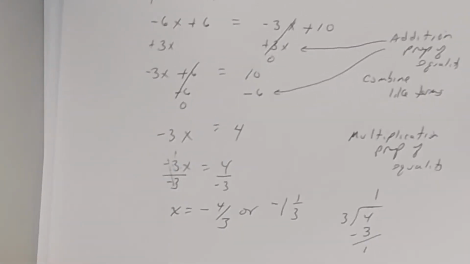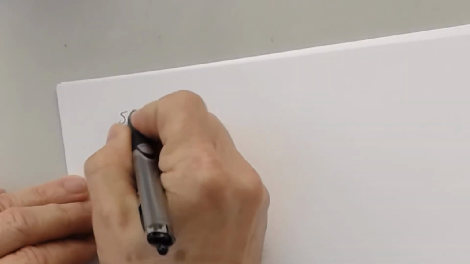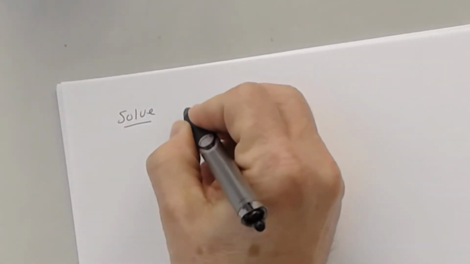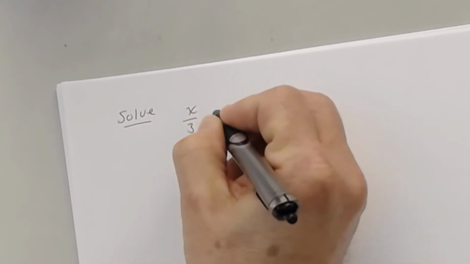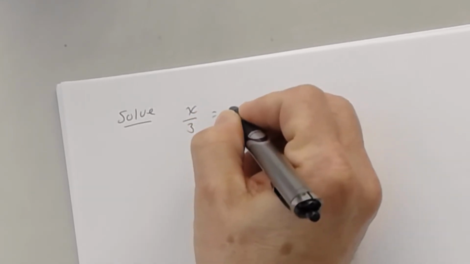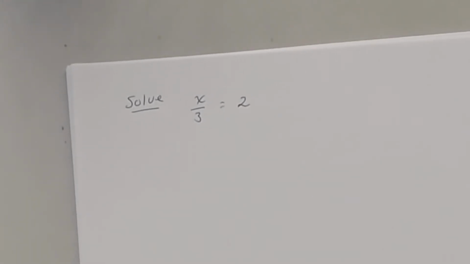So just kind of reviewing an easy one first. Let's suppose you want to solve, let's say we had x divided by 3 equals, let's say, 2. You can look at this and tell me what the solution is. And I made it that way so you could tell me what it is. What's the solution here?